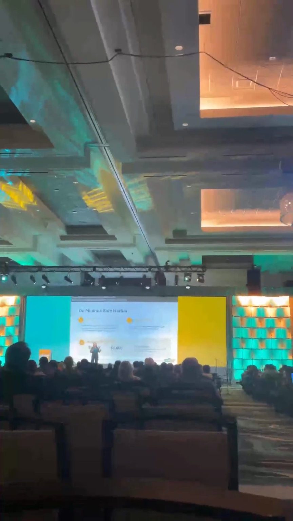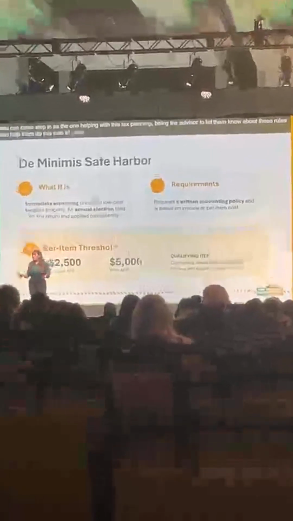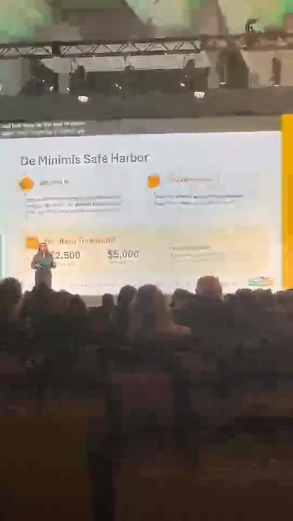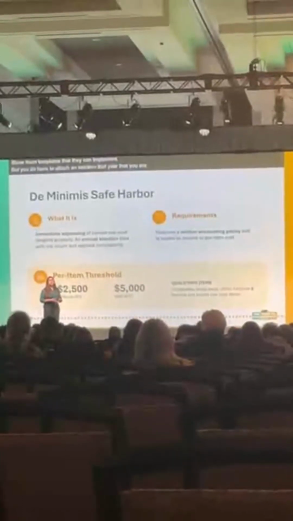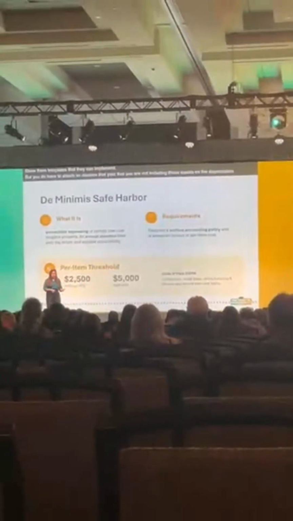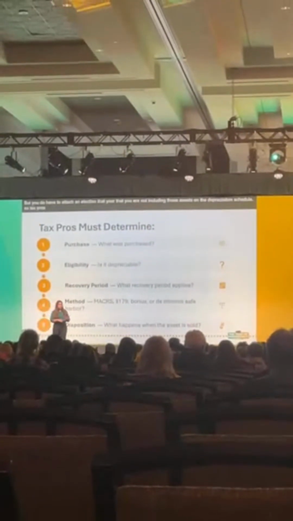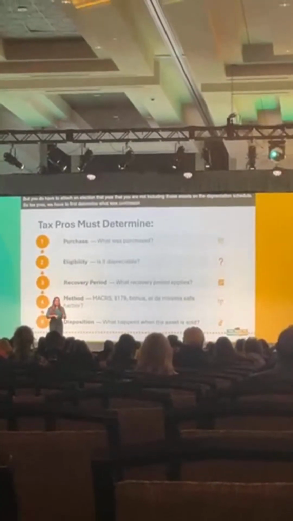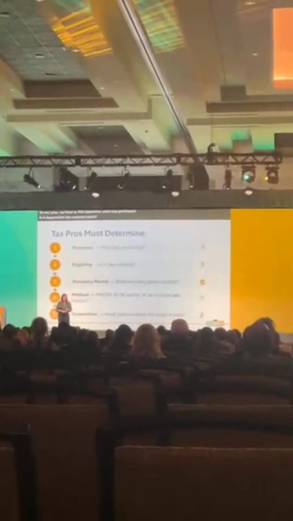Now the client might know about this. You can step in as the one helping with this tax planning, being the advisor, to let them know about these rules and help them do this kind of policy, show them templates that they can implement. But you do have to attach an election that year that you are not including those assets on the depreciation schedule. So tax pros, we have to first determine what was purchased, is it depreciable, the recovery period, and the method. Of course, the disposition.